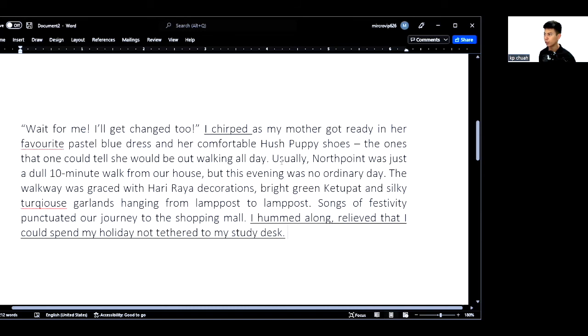Then let's move on. "Usually North Point was just a dull 10-minute walk from our house." North Point is near my house. So it's usually a dull walk, but this evening was no ordinary day. "The walkway was graced with Hari Raya decorations, bright green ketupat and silky turquoise, well, how do you spell that? Oh, oops, garlands hanging from lamppost to lamppost."